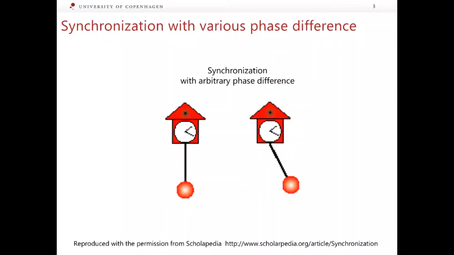This animation illustrates the case when synchronization occurs, which means that both pendula are making a full oscillation within the same time interval. However, they are neither in phase nor antiphase.